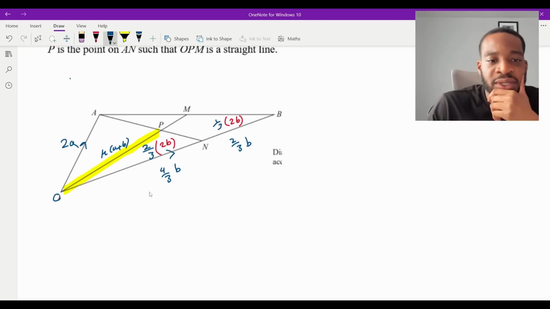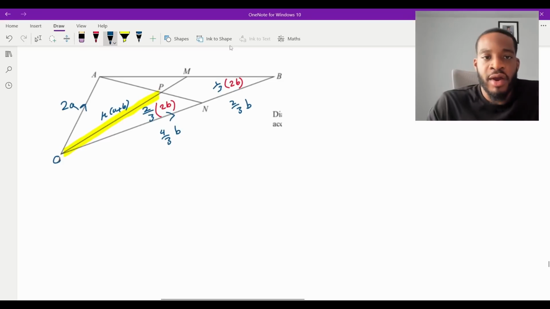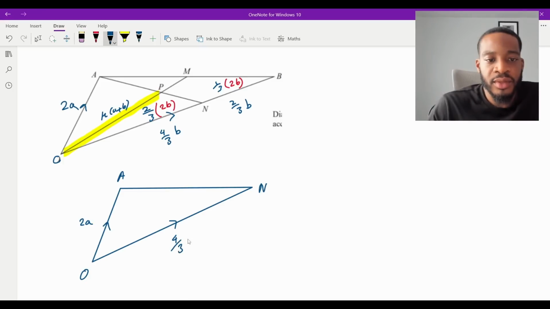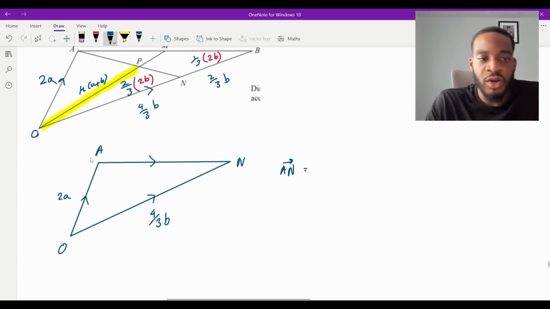So what I'm going to do now is, the fact that I know that O to N is 4/3 B, I'm going to draw another triangle, which is going to be something like this. And this is going to be the triangle of A, N, like that, and then O, right? Now, what do I know? This vector is going to be 2A, and I now know that O to N is 4/3 B. That will allow me to calculate what this vector A to N is, right? So what would that vector A to N be? Well, I'm going to go along A to O, which is going to be minus 2A. And then I'm going to go along O to N, which is going to be 4/3 B.